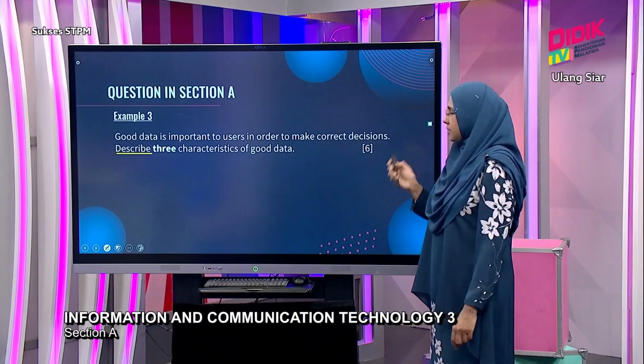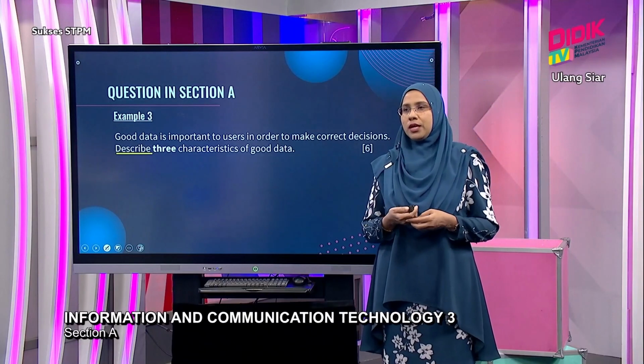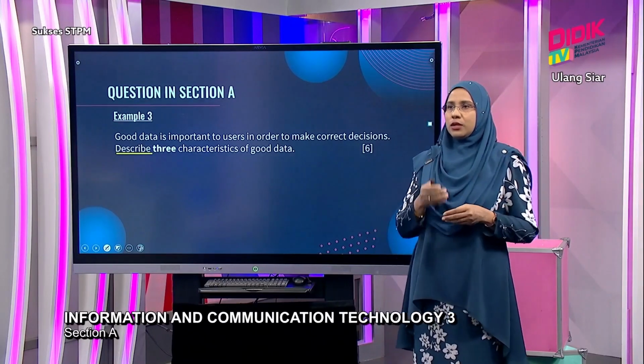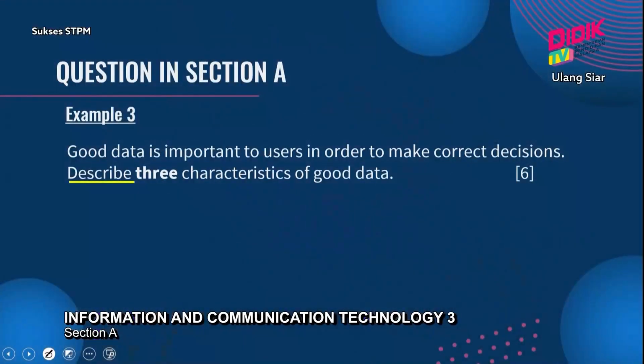Okay, next we look at example 3. Another question. Good data is important to user in order to make correct decision. Okay, so you are given some information about data, and then the question asks, describe. Okay, describe means long answer. 3 characteristics of good data. Marks given 6 marks. So we know that 2 marks for each. All right.